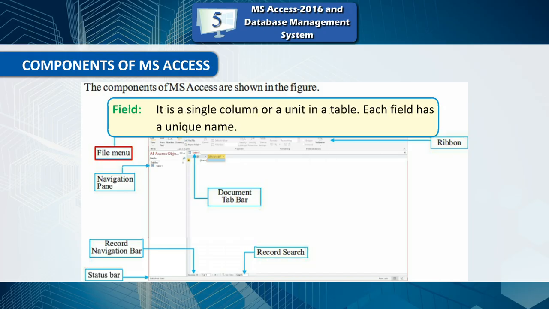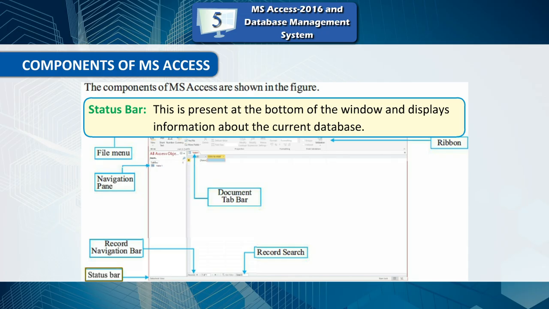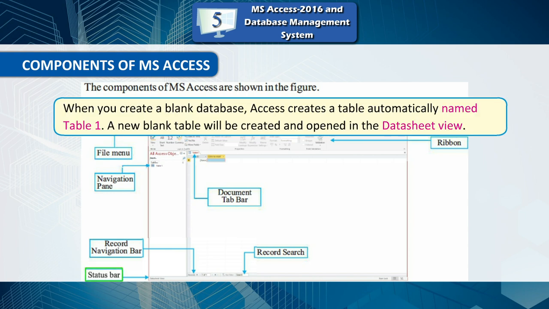Field. It is a single column or a unit in a table. Each field has a unique name. For example, the name of phone subscribers in a phone directory can be stored in one field with a field name as name. Status bar. This is present at the bottom of the window and displays information about the current database. It has buttons which can change to datasheet view, design view, pivot table view and pivot chart view.